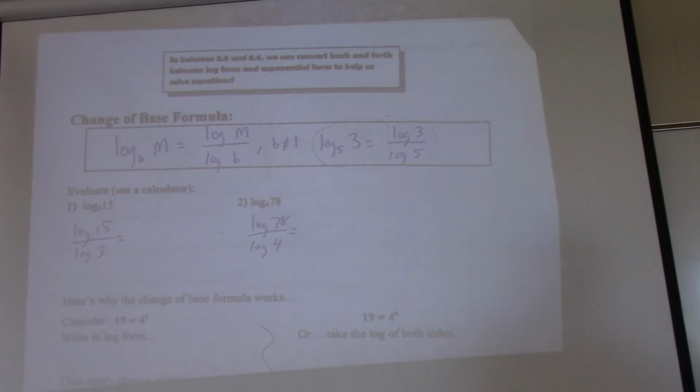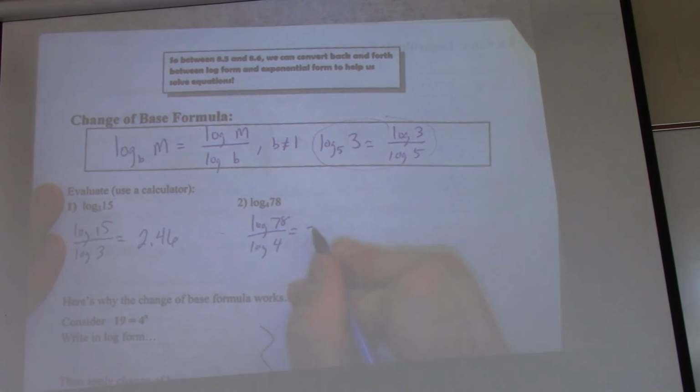So first thing you got to do when you're doing these in your calculators, you got to make sure, ladies and gentlemen, that when you type in log 15, that you close the parentheses on 15. If you don't, it will divide 15 by log 3 instead of log 15 by log 3. You should have got 2.46 and 3.14.